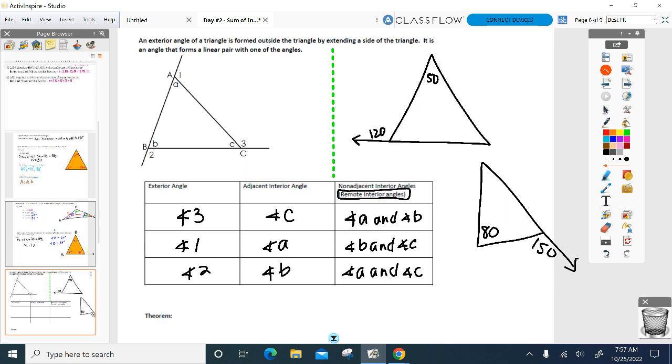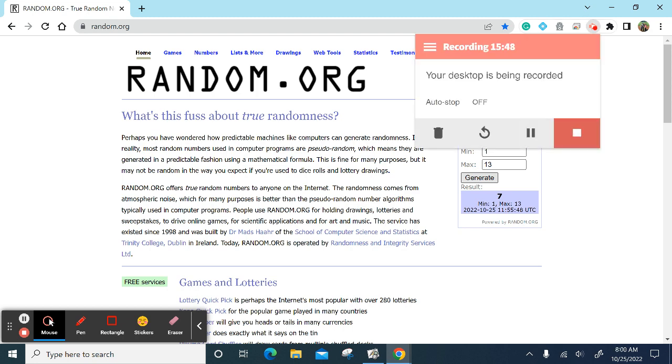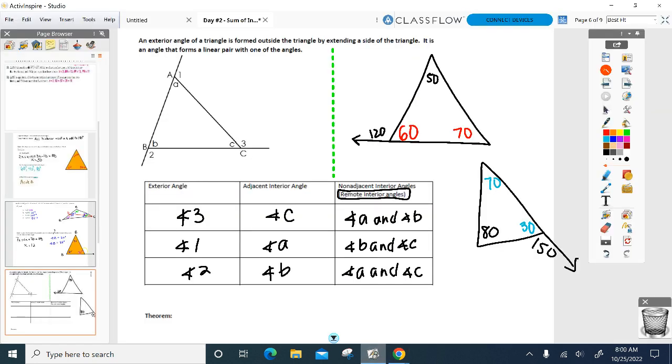Find the remaining interior angles. Then look at both triangles and see if there's a pattern between the exterior and any of the interiors. That's your job. Figure out the remaining interior angles on your own, and then in your group, look at the exterior angle I gave you and see if there's a pattern with any exterior and interior angles. Go ahead. Because there should be a pattern.